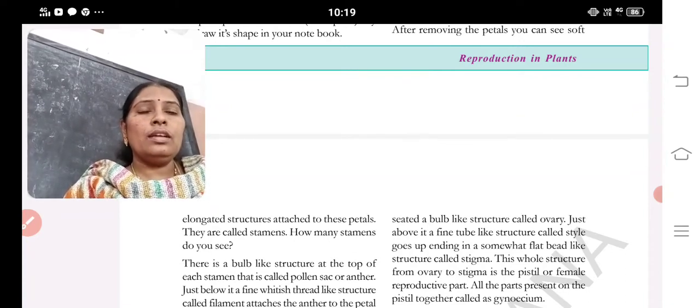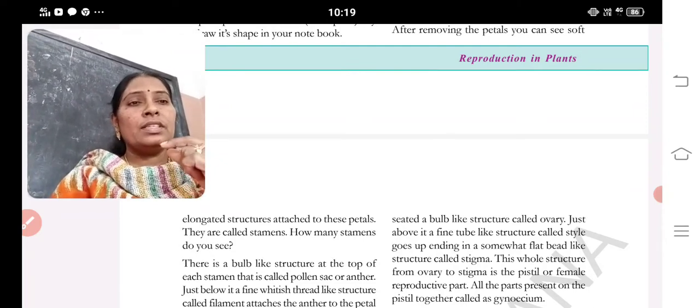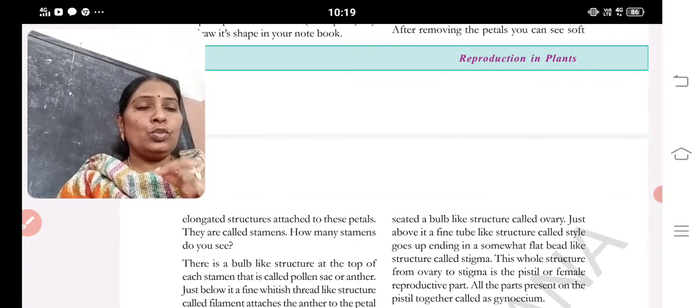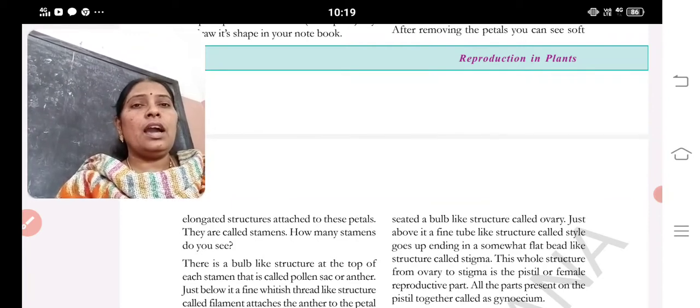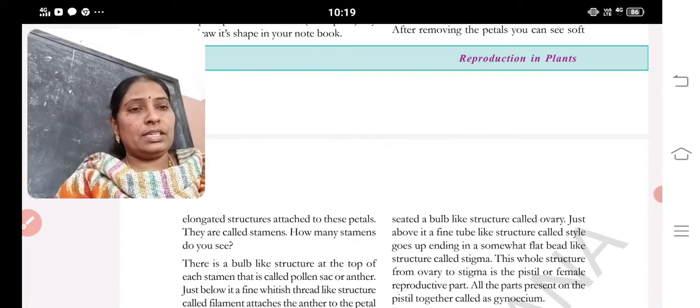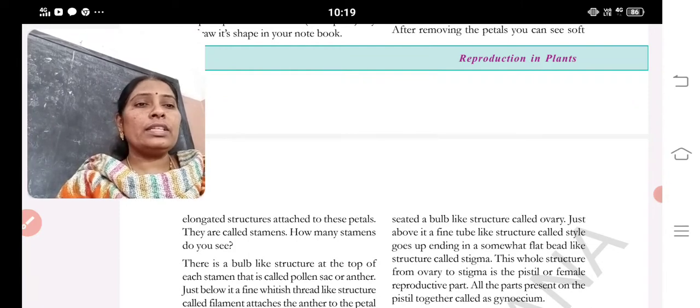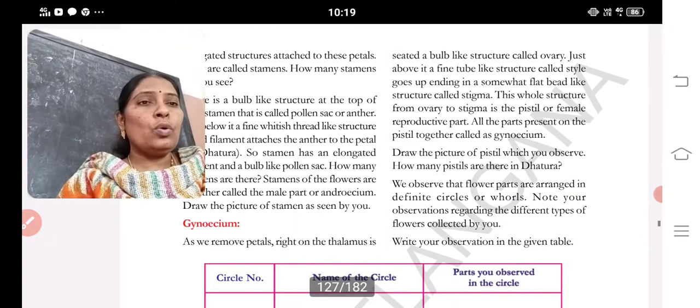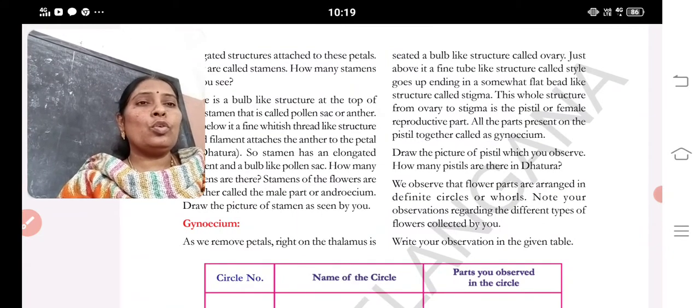So the whole part from the ovary through the style to the stigma is said to be the pistil, or the female reproductive part. Okay, all the parts present in the pistil together are called the gynoecium. Draw the picture of the pistil which you have observed.